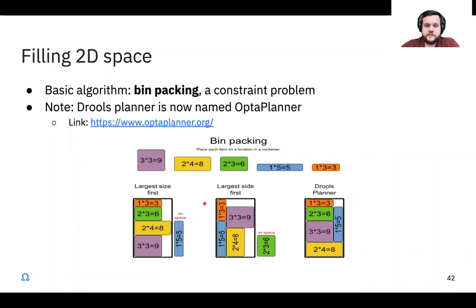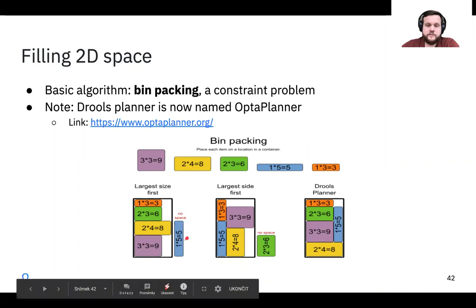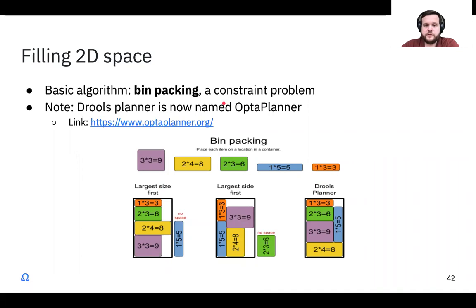If you go with the largest size first approach, then this one will not fit. Largest size first again, this one doesn't fit, and there's this thing that you can also download. It's called Rules Planner, which will be able to fit this all very nicely. It used to be called Rules Planner; now it's called OptaPlanner, but to the best of my knowledge it's the same thing. If you're interested in this problem, you can, for example, go with OptaPlanner. Maybe there are others. I'm not in the scheduling research area, so I'm not sure what the total state of the art is, but this works fine.